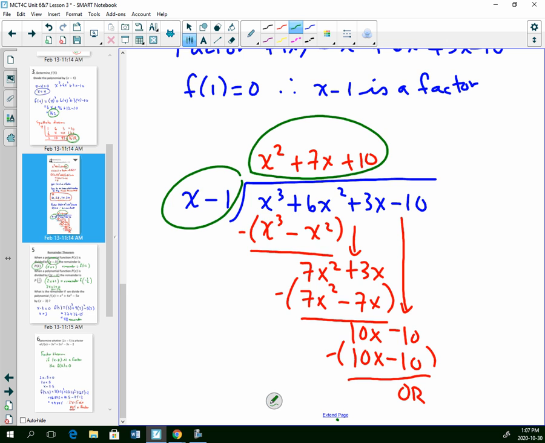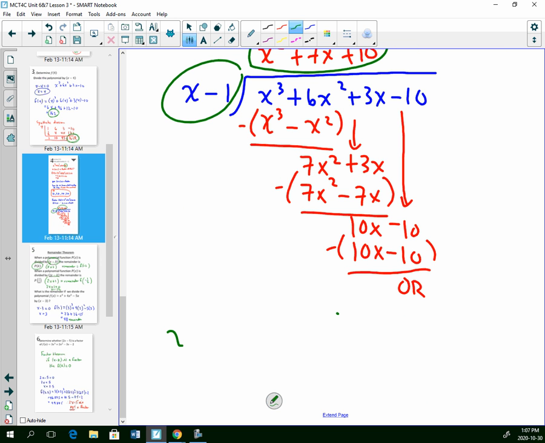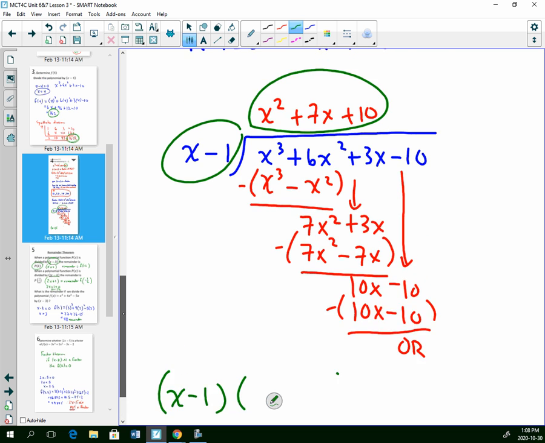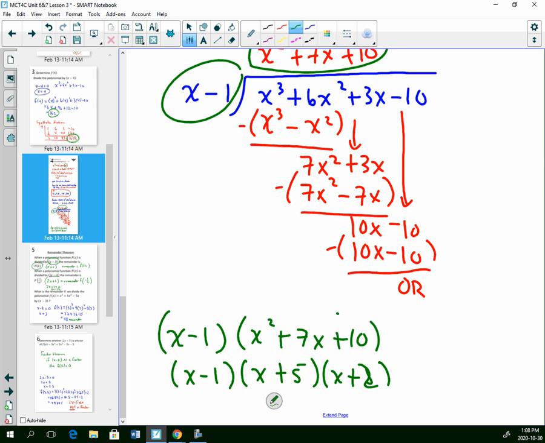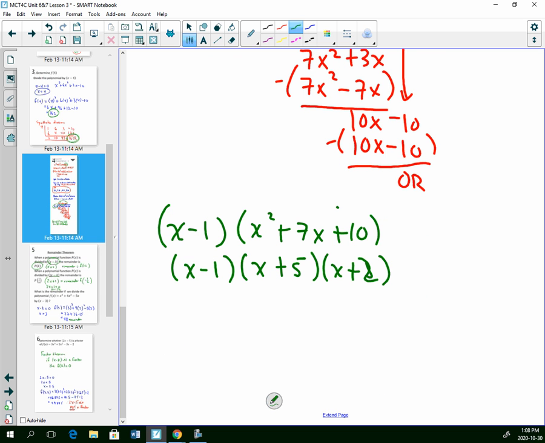So I know how to factor quadratics. So now I know x minus 1 is a factor, and the quadratic I have as the quotient is x squared plus 7x plus 10. And I can factor that because it's just a simple trinomial. And now my polynomial is factored. Okay, so just by finding that first factor, I was able to then do long division to finish the factoring.